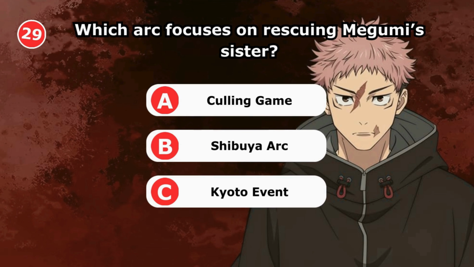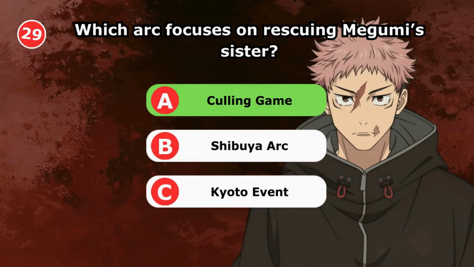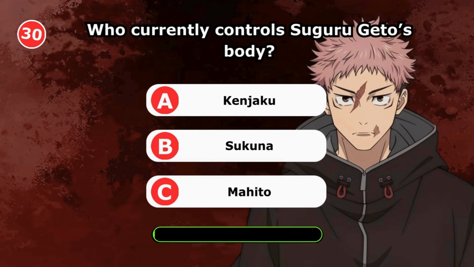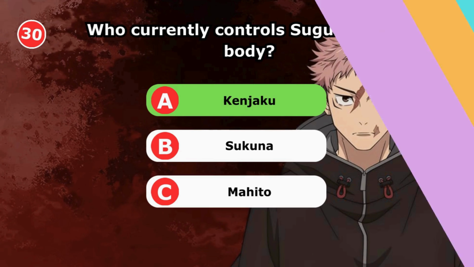Which arc focuses on rescuing Megumi's sister? Culling Game, the deadly tournament arc connected to saving Tsumiki. Who currently controls Suguru Geto's body? Kenjaku, the ancient sorcerer possessing Geto to execute his plan.